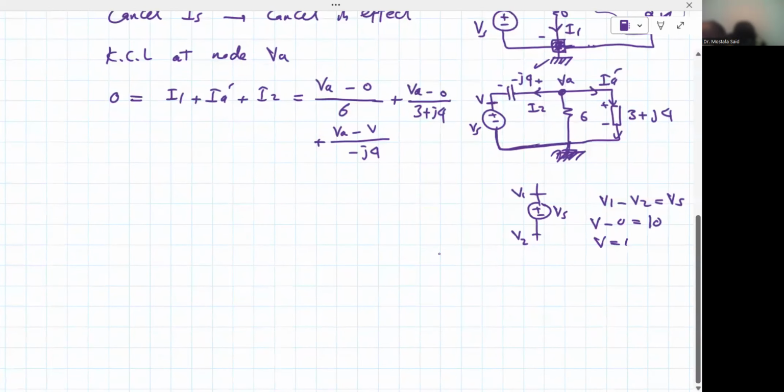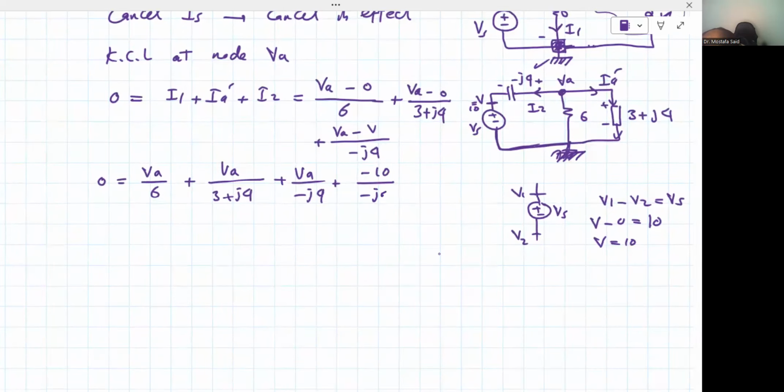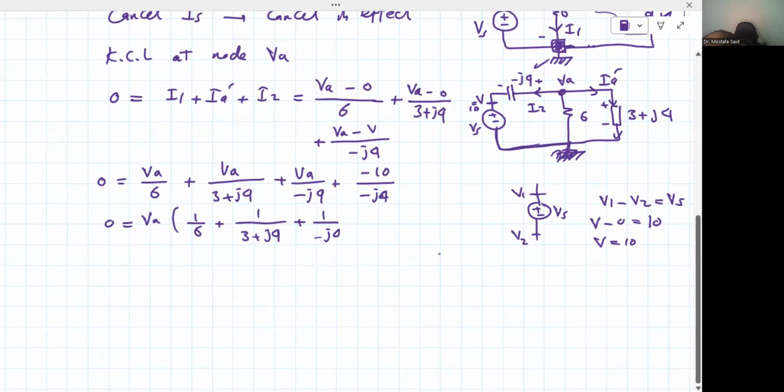Okay, so Vs is equal to 10, that guy is equal to 10 volts. So 0 equals VA over 6, because we can neglect the 0, plus VA divided by 3 plus j4, plus VA divided by minus j4, minus, or plus minus 10 over minus j4. Okay, so we can take VA as a common factor. So this is VA times (1 over 6, plus 1 over 3 plus j4, plus 1 over minus j4), and this minus will go as a minus, plus 10 over j4.